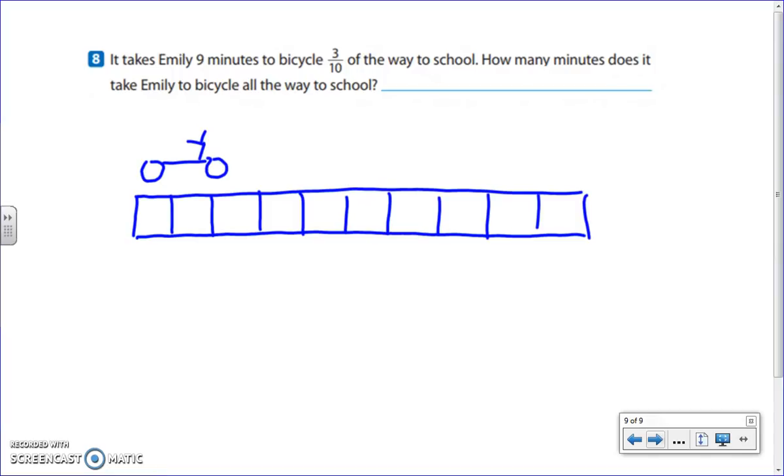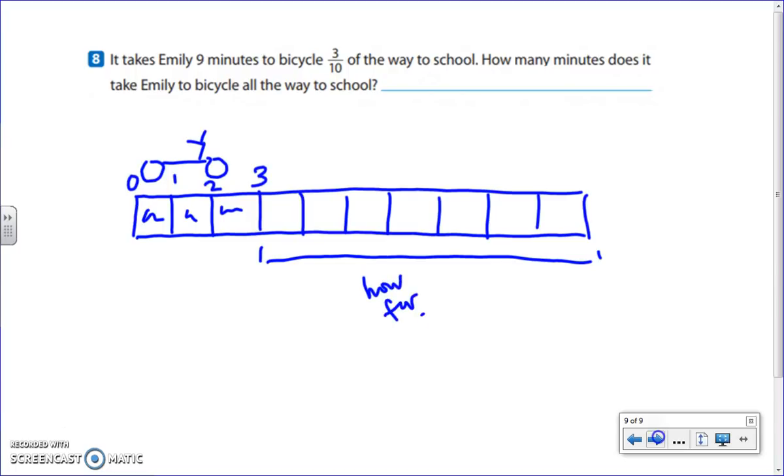So she has gone 1, 2, 3 of the tenths, 4, 5, 6, 7, 8, 9, 10. 3 of the tenths of the way there. This is how far she's traveled. This is how far she needs to go. How far she needs to go is represented by the last 7/10. It says it takes her 9 minutes to bicycle 3/10 of the way there. So I know that the 9 can go here.